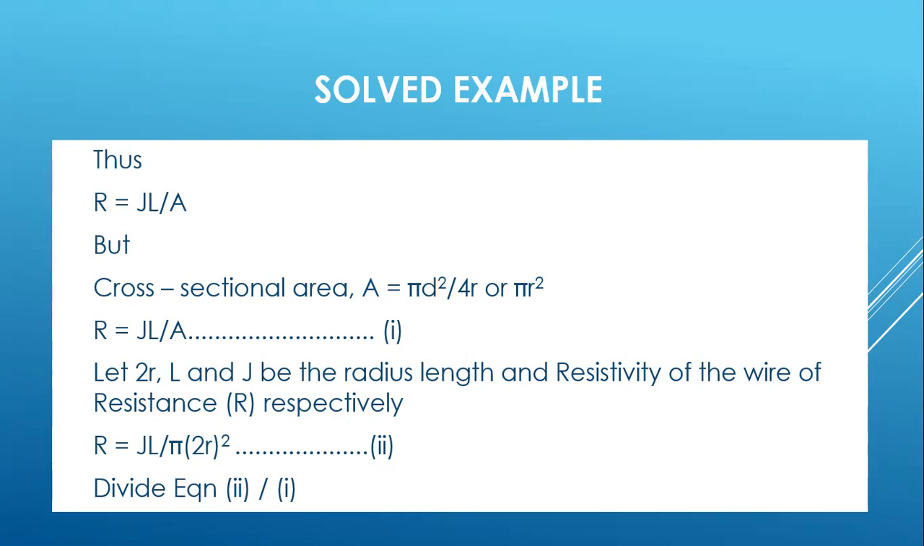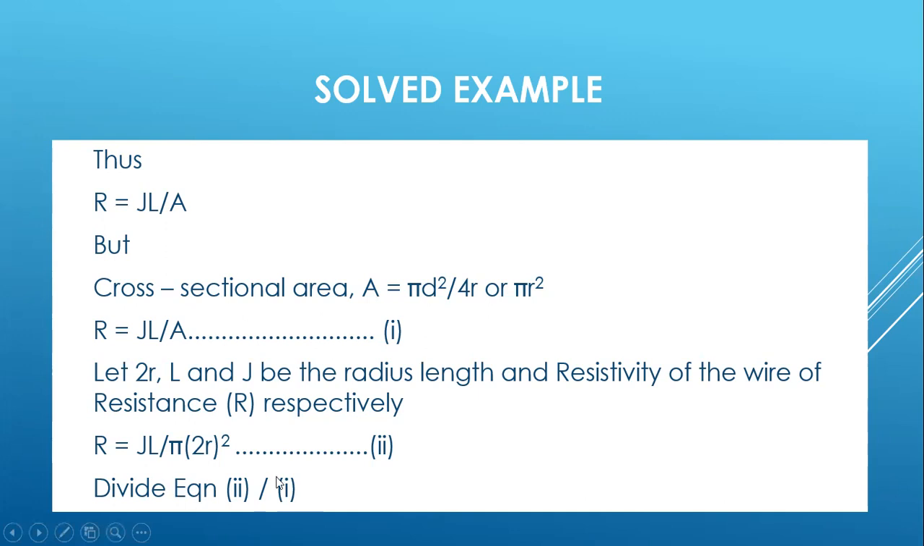We are talking about the cross-sectional area of a wire. We can obtain it from the formula pi d squared over 4, or just pi r squared. So R will be equal to rho L divided by A, the cross-sectional area. Now for the second wire, we let 2r, that is two radii making up a diameter, L, the length, and rho, the resistivity. So you let r, L, and rho be the radius, length, and resistivity of the wire of resistance R respectively. So from there you can say that R equals rho L divided by pi (2r) squared.